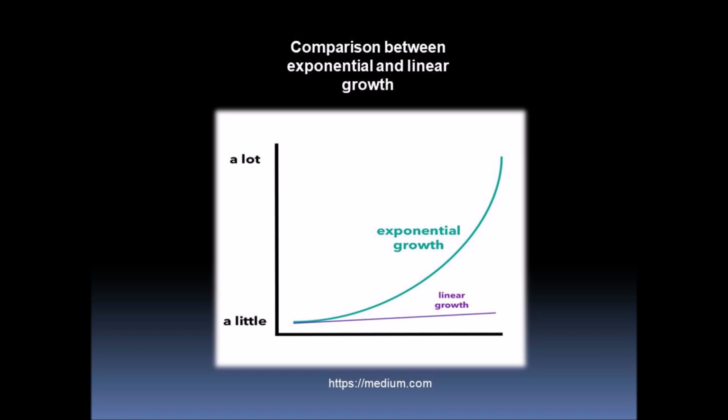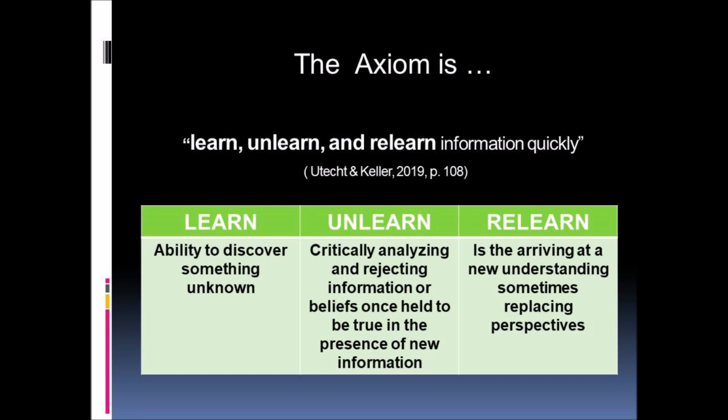that represents the linear growth. The 3 verbs that play a domineering role in connectivism and could be considered to be an axiom are those of learning, unlearning, and relearning information quickly. Learning is related to the ability to discover anything unknown. Unlearning is rejection of information that once was held to be true after being critically analyzed in the presence of new information, and relearning is actually the arriving at a new understanding.